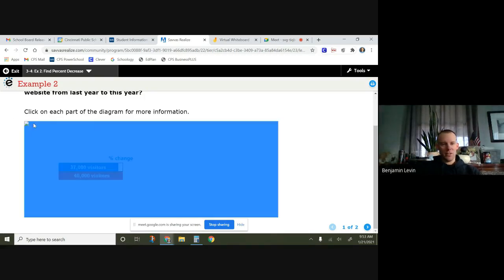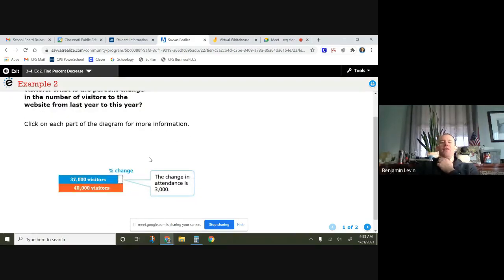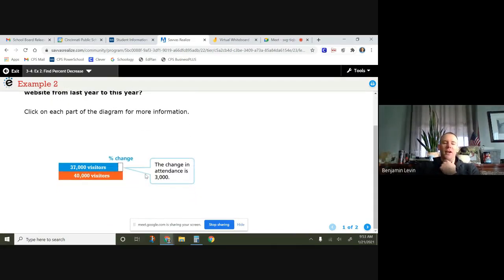Well, that's concerning because there's supposed to be something else to click on and it's not coming up. It just came up as like the broken link thing. So right here, it says the change in attendance is 3,000, right? Not really attendance. It's traffic. People aren't physically there. But 3,000 less people came to the website this year. So how are we going to find the change? Well, it was 40,000 and we lost 3,000. So obviously that means 37,000 this year.